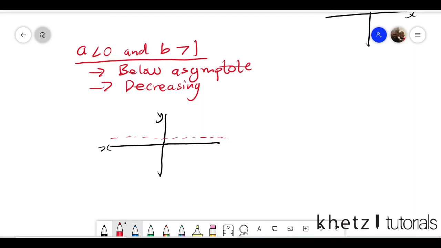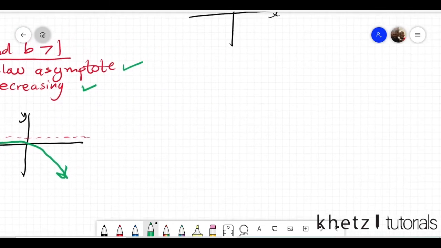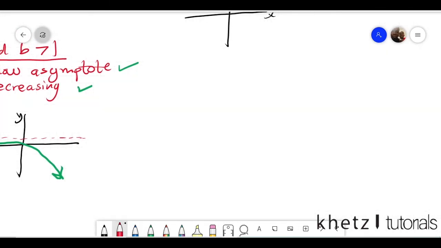So it should basically look something like this. Let me choose green. It should look something like this. So it approaches, doesn't touch, but it's decreasing. It's below the asymptote and it's decreasing. So now move on to the final variation which we want to talk about, and this is when A is less than 0 and B is between 0 and 1.